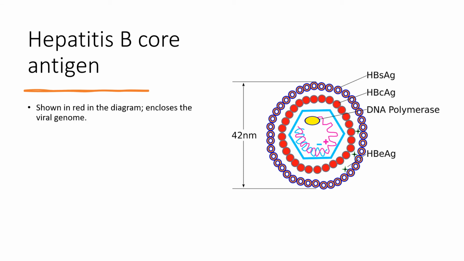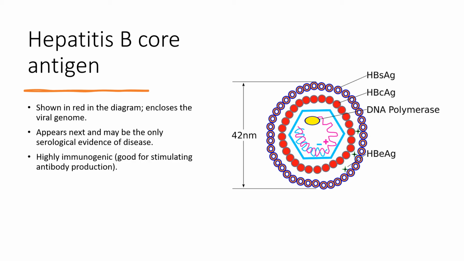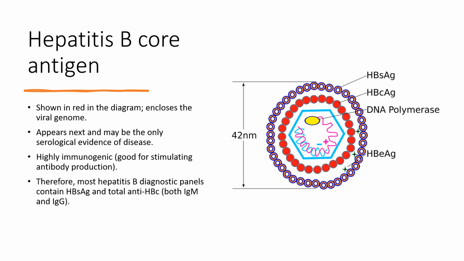The hepatitis B core antigen is shown in red in the diagram, and it encloses the viral genome. It appears next and, in some cases, is the only serologic evidence for disease. It is highly immunogenic, so it's very good for stimulating antibody production. And that's why most hepatitis B diagnostic panels contain both hepatitis B surface antigen as well as antibody against the hepatitis B core antigen.